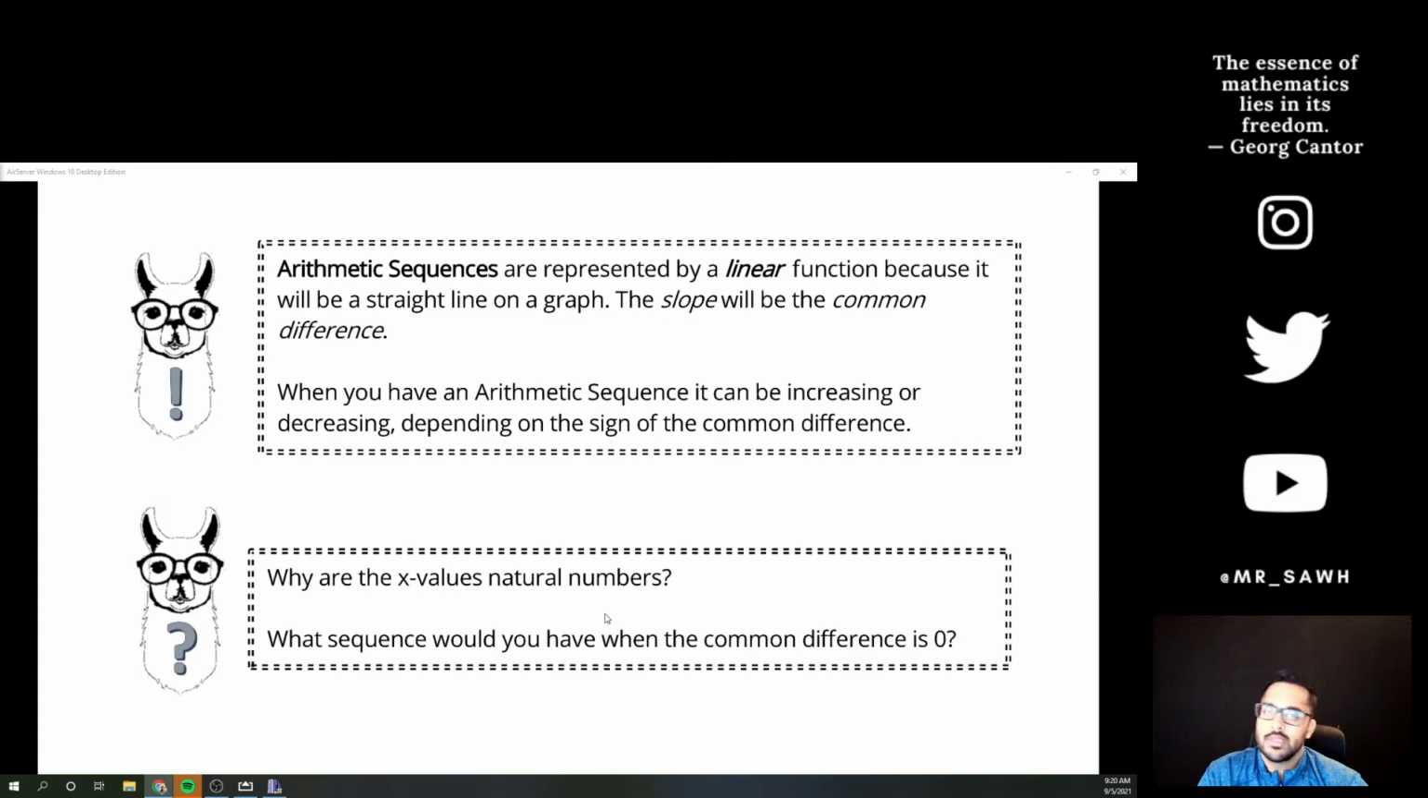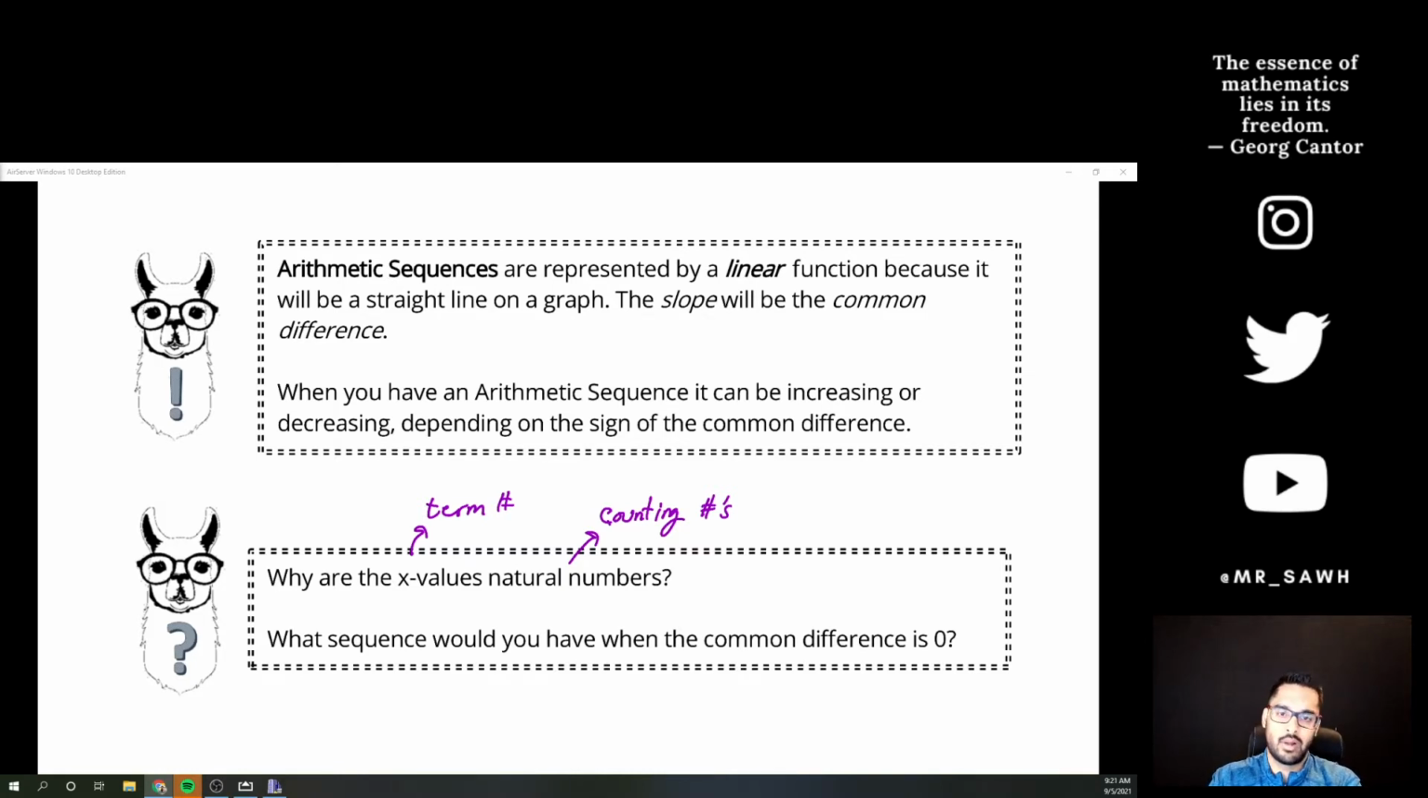Why are our x values always going to be natural numbers? If you think about the graph we did, we said that our x-axis represented the term number. So that was our x values. This is going to be term number. Natural numbers are your counting numbers, excluding 0, like 1, 2, 3, 4, 5, and so on. Why do they all have to be natural? Think about having a term number that's negative. Does that make sense? I'm not going to have a negative second term in a pattern.